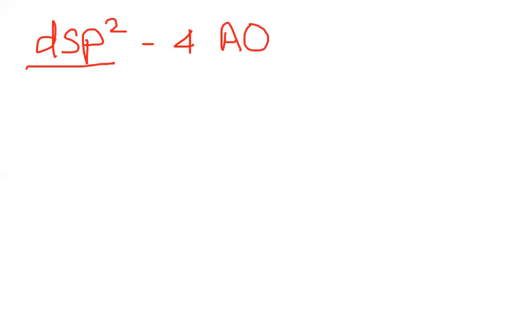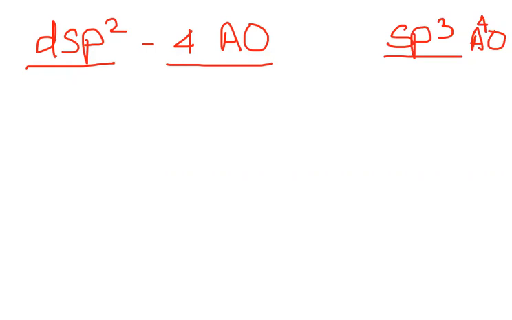Now, you will say, miss, in that case even the sp3 hybridization has 4 atomic orbitals. Yes, correct. But in that case there are 3 p orbitals and one s orbital, and these together form the 4 atomic orbitals. That is correct. But molecules having sp3 hybridization will have a tetrahedral shape, whereas molecules that involve dsp2 hybridization have a square planar structure.